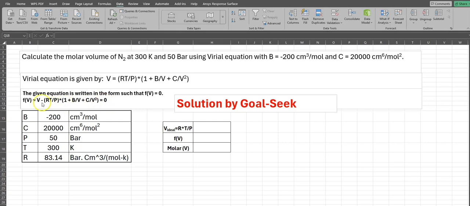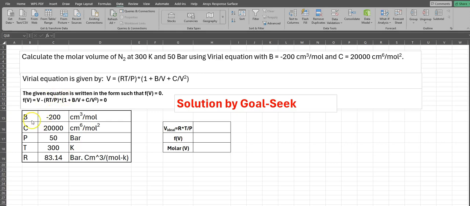Now we have to solve this equation and we'll get the root of the equation. So here the root of the equation will be the molar volume. So V is the root of the equation. As you see here, it is a nonlinear equation, so we have to find out V, and that V will be the molar volume.